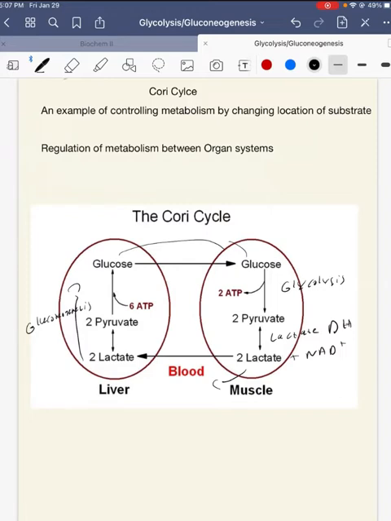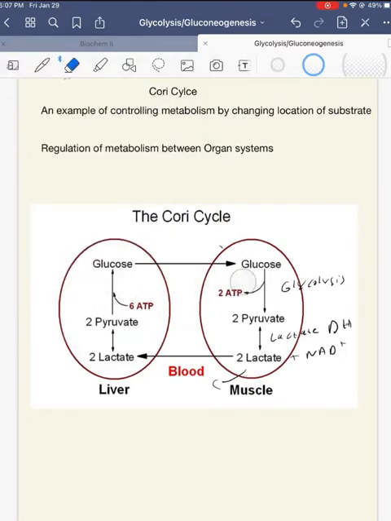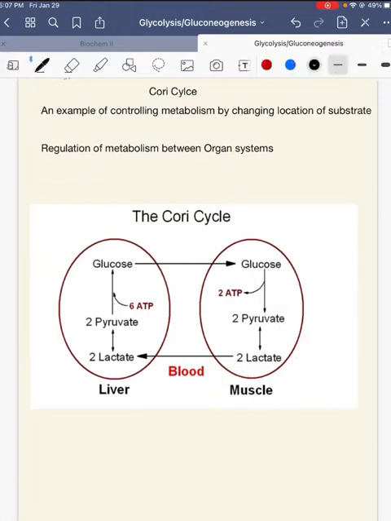So this is called the Cori cycle. It's a really good example of how regulation between organ systems works, because lactate is produced by the muscle, travels to the liver, is converted back to glucose, and then that goes back to the muscle again. So it's a really good example of regulation of organ systems.